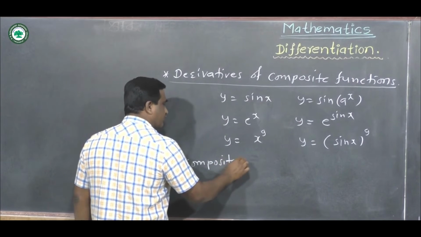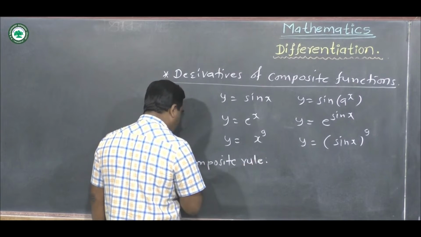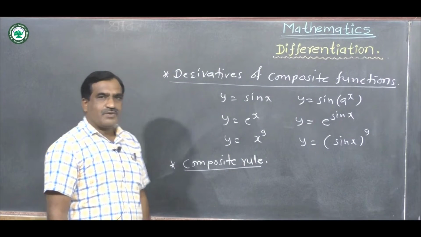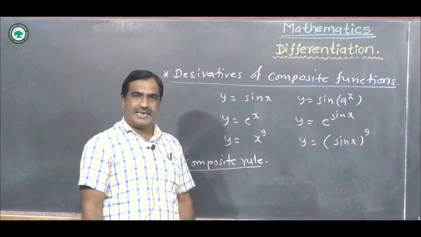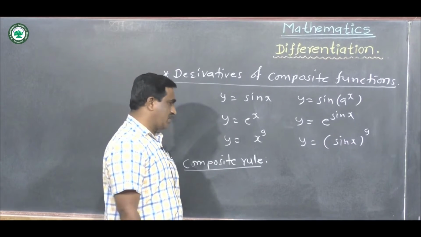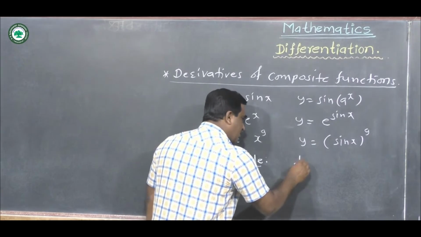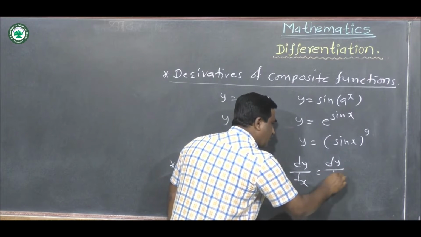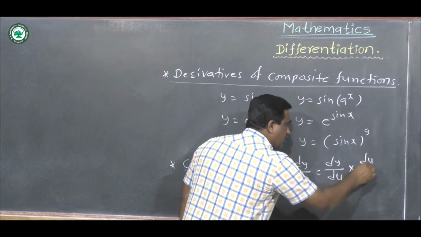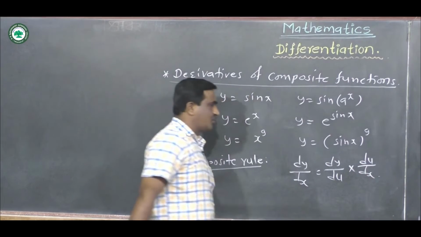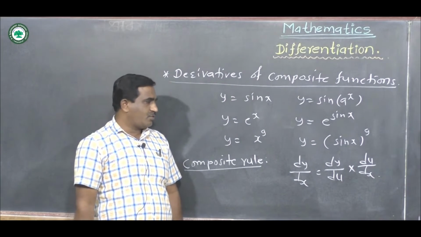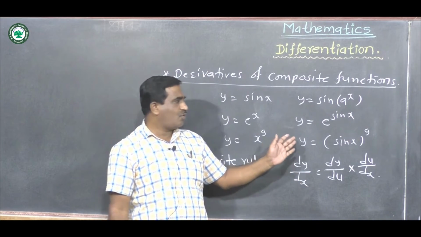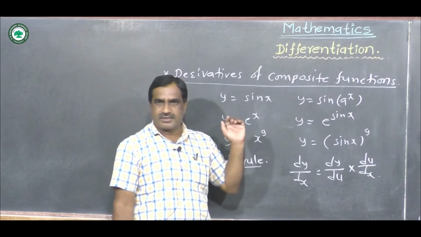Composite rule, or we can say chain rule. If y is a differentiable function of u and u is a differentiable function of x, then we have to prove that dy by dx is equal to dy by du into du by dx. Okay, this is called the composite rule. By using this rule we can find the derivatives of various composite functions.